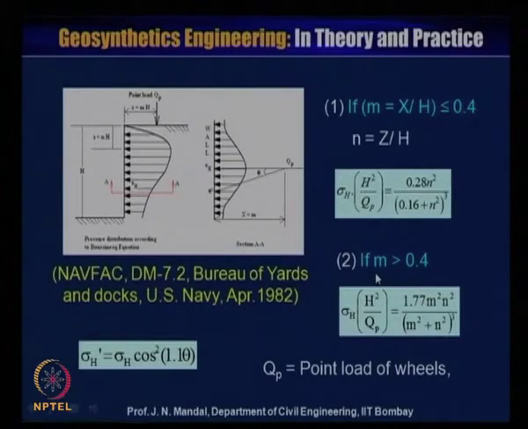Case 2, if the m value is greater than 0.4, then sigma h into h square by Qp is equal to 1.77 m square n square divided by (m square plus n square) whole to the power 3.